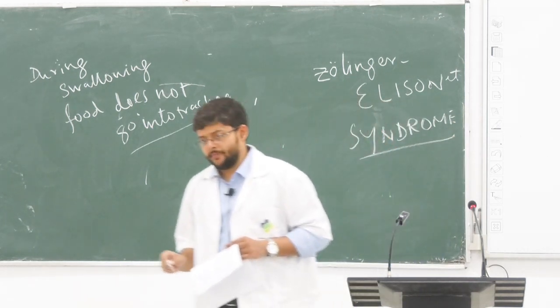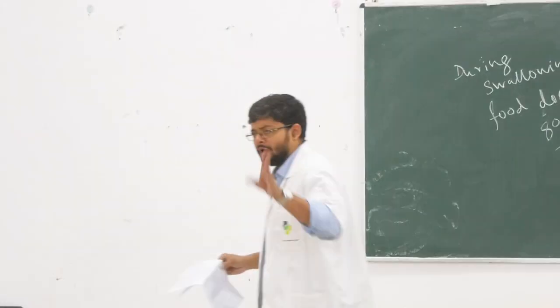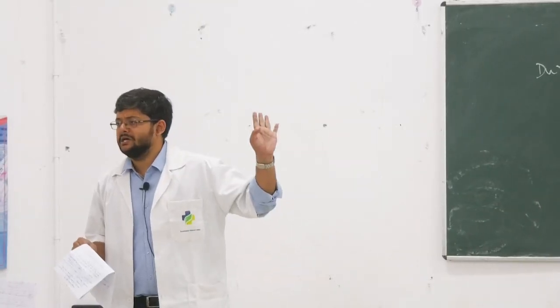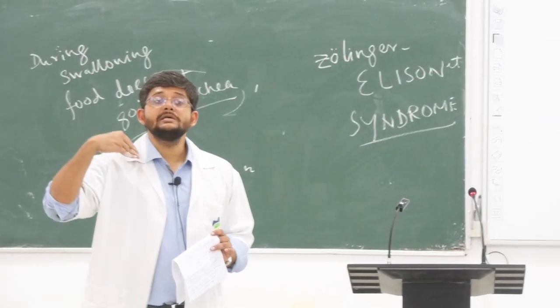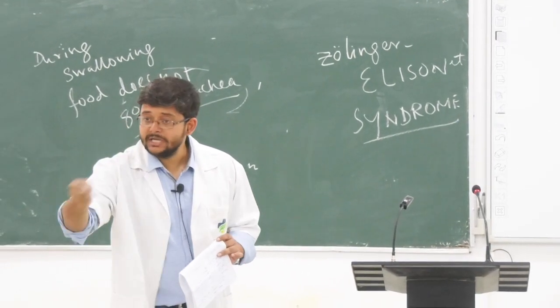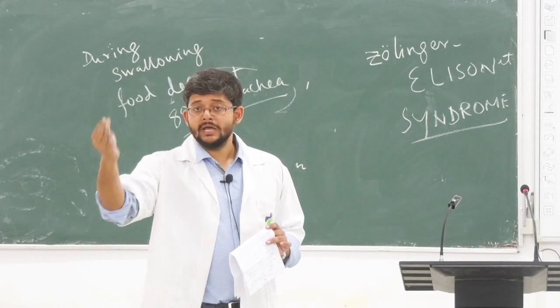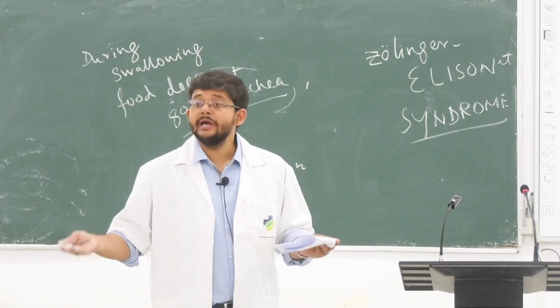জোলিঙ্গার এলিসন সিনড্রোম, শর্ট নোট। কোনো আইডিয়া আছে? কজনের আইডিয়া আছে? একটা ট্রাইমেস্টার হয়ে গেছে, কজনের আইডিয়া আছে এটা? There will be increase in secretion of gastrin. যদি সেটা হয়, what will happen? Increase in gastrin means increase in HCl secretion.